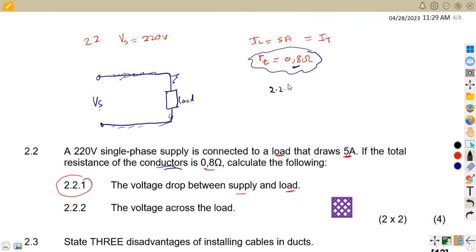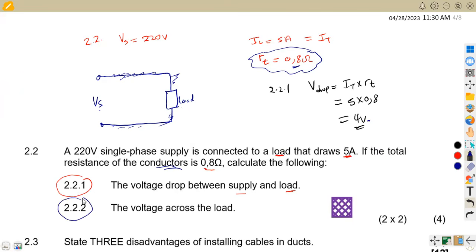So on 2.21, we are going to have our voltage drop in this case as the total current times the total of the internal resistance, which is the resistance of the conductors. So that is total current of 5 times 0.8. So this is going to give us 4 volts in this case. All right. So that is our voltage drop, meaning to say before we reach the load, we have lost 4 volts across. Okay.